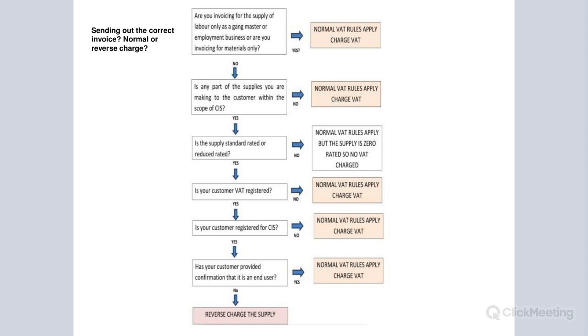I want to look at those next 2 boxes together. Is your customer VAT registered, and is your customer CIS registered? If we think for a moment what that means, those 2 questions are really asking, is your customer large, and is your customer heavily engaged in the construction industry? Because this flowchart is sniffing out players in the construction industry.